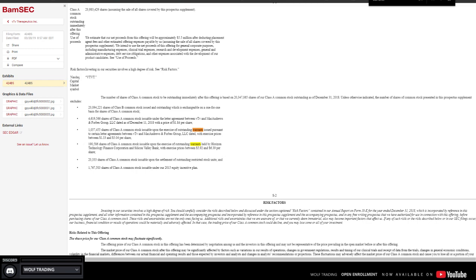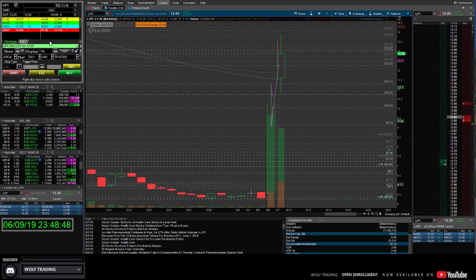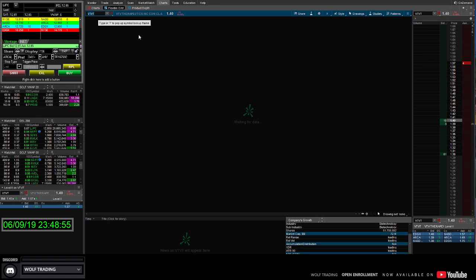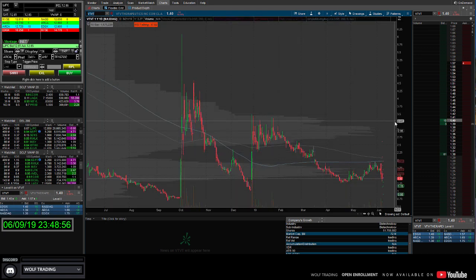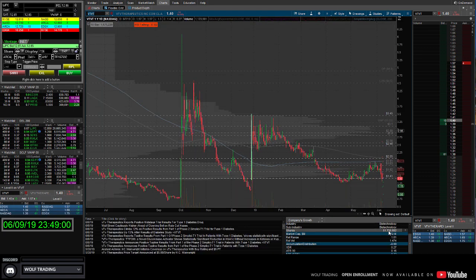Actually, let's go ahead and check that on VTVT. See what they're doing on a yearly. Okay, so they have 51 million outstanding shares. They're worth 72 million. So I don't have direct access to the float right now. I don't have that in my notes, but you can compare the amount of shares that are available in the 424 comparatively to the float to know how much of a reaction you can or cannot expect.